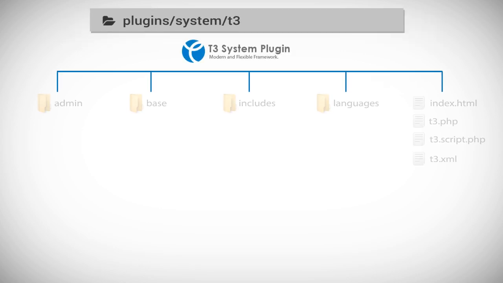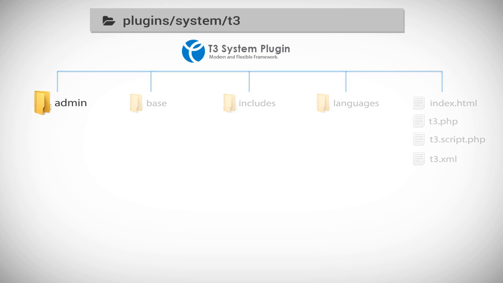From the root folder of your site, go to Plugins, System, T3. Here is the list of all folders and files of the T3 system plugin. We have folders like admin, base, includes, languages. Please keep in mind that any customization here is not recommended. You should customize your site by using files in the template folder, not in the framework.